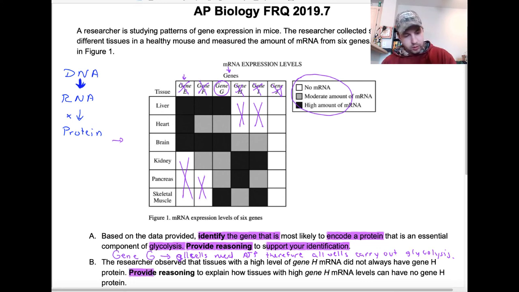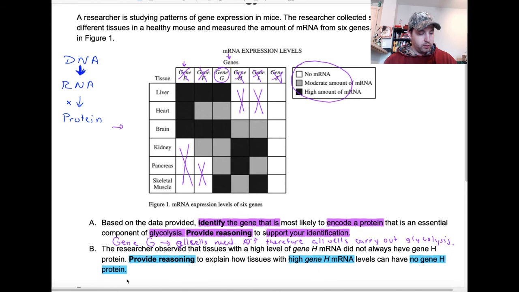Reasonable explanations or reasoning to explain how we could have high gene H mRNA but no gene H protein. I hope that helps.